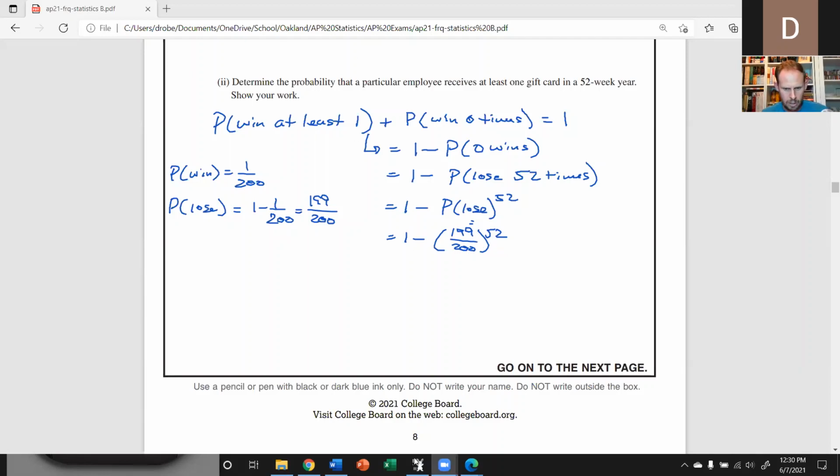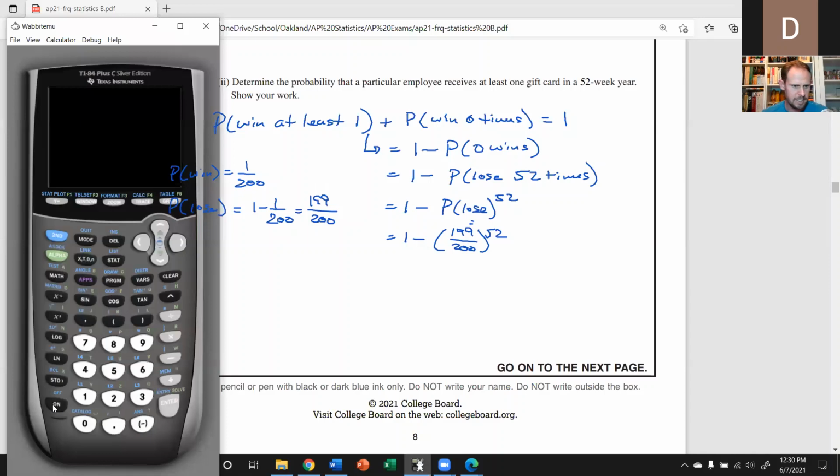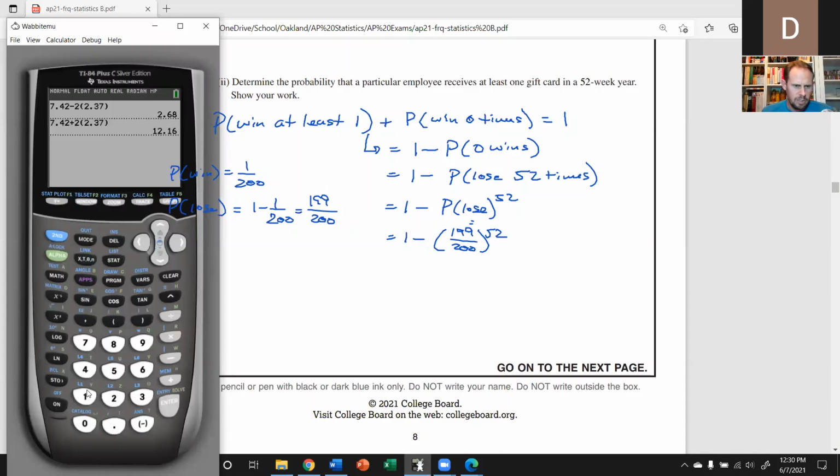All right, and now we go to our trusty calculating device. So we get 1 minus 199 out of 200, and we're doing this 52 times. What's the probability of losing 52 times? Then 1 minus that gives us 0.229. There's our answer. Done.